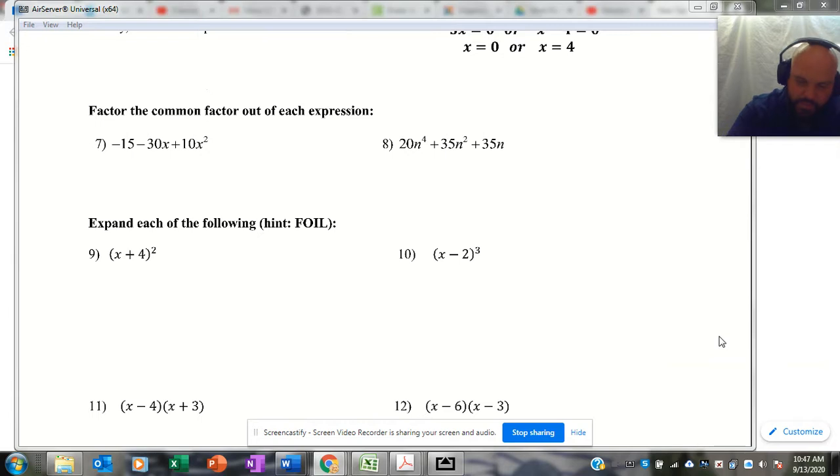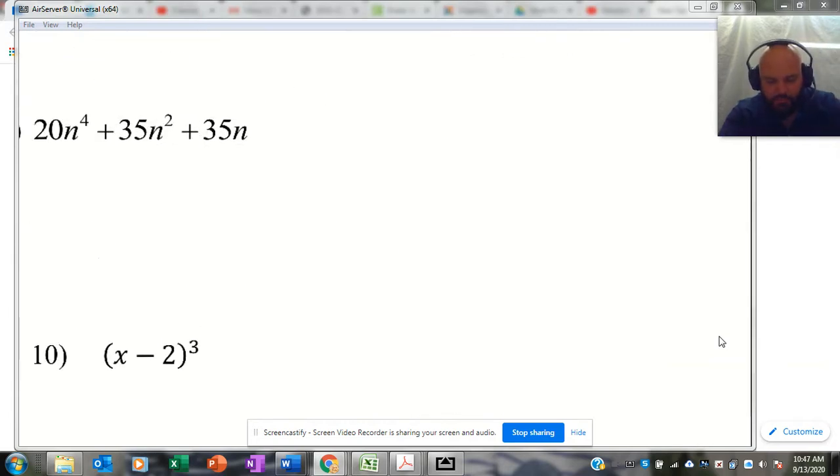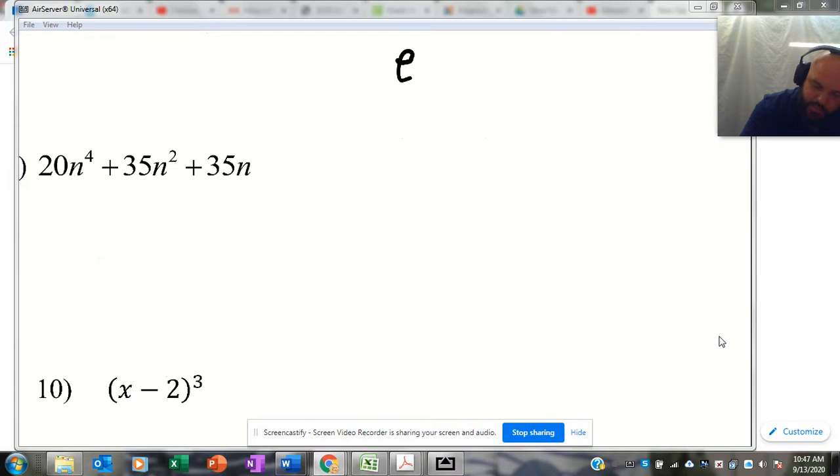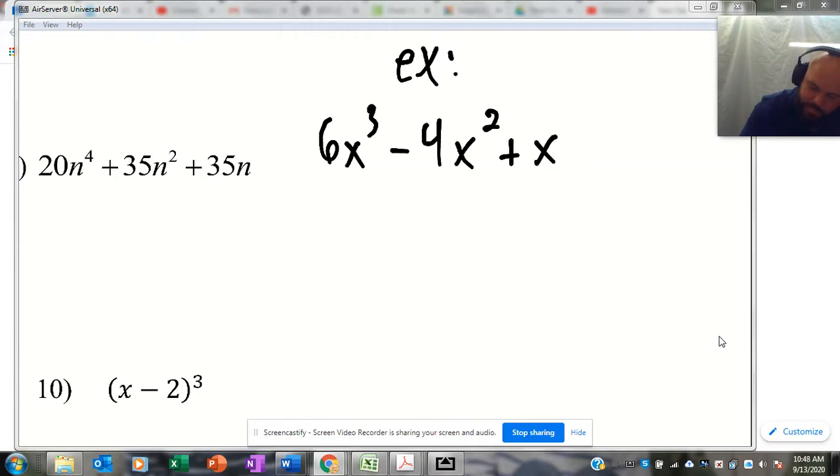If you remember, GCF stands for greatest common factor. So for instance, if I give you an example, if I had 6x to the third minus 4x squared plus 4x minus 2. So 6x to the third minus 4x squared plus 4x minus 2.